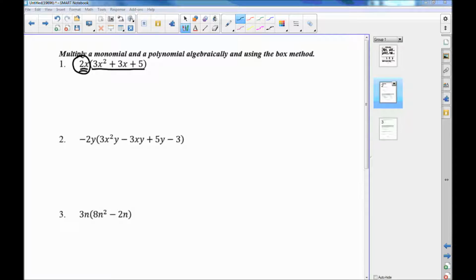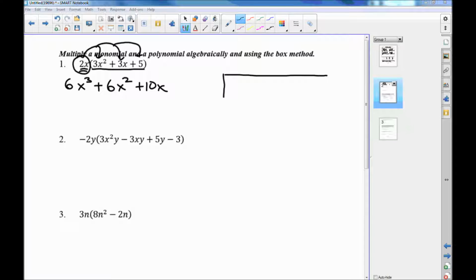So we take the 2x, and we're going to distribute that to all 3 terms. This is the algebraic way. So 2x times 3x squared will make 6x cubed. 2x times 3x will make 6x squared. And 2x times 5 will make 10x. Okay. So that's the algebraic way, just distribute as normal.